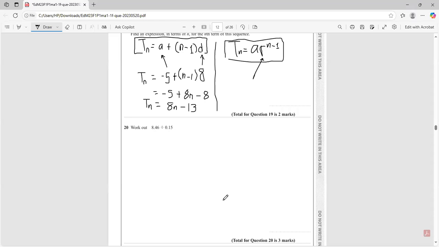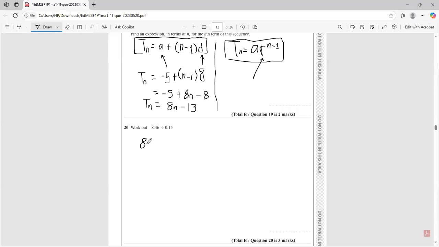Yes. Okay. All right, so we move on. It says work out 8.46 divided by 0.15. 8.46 divided by 0.15. Okay, so what do you think we will do for this one? Let me see if you remember. What are we going to do for this?